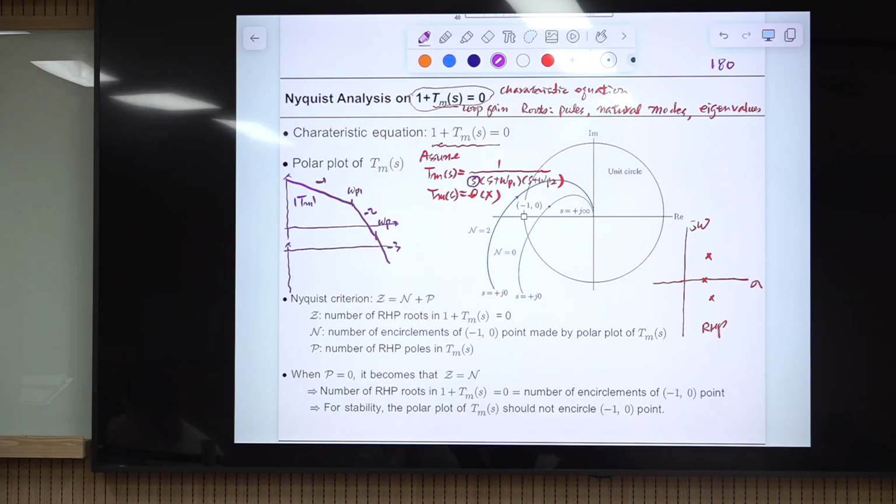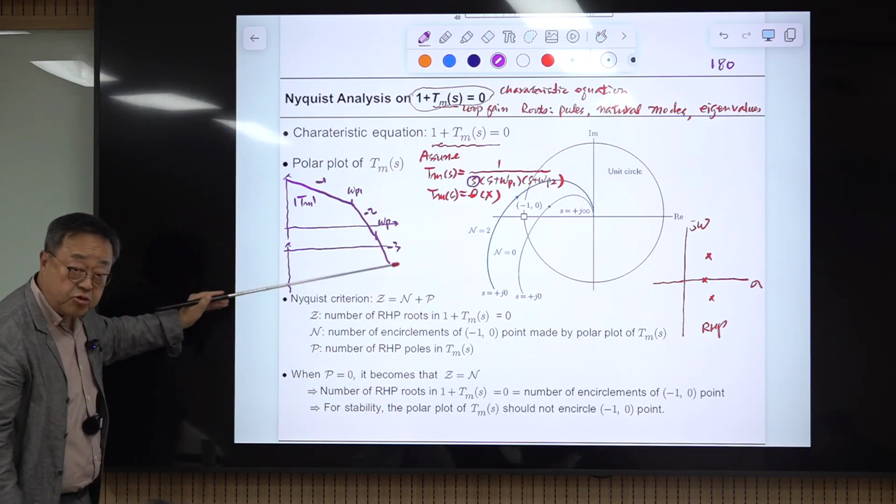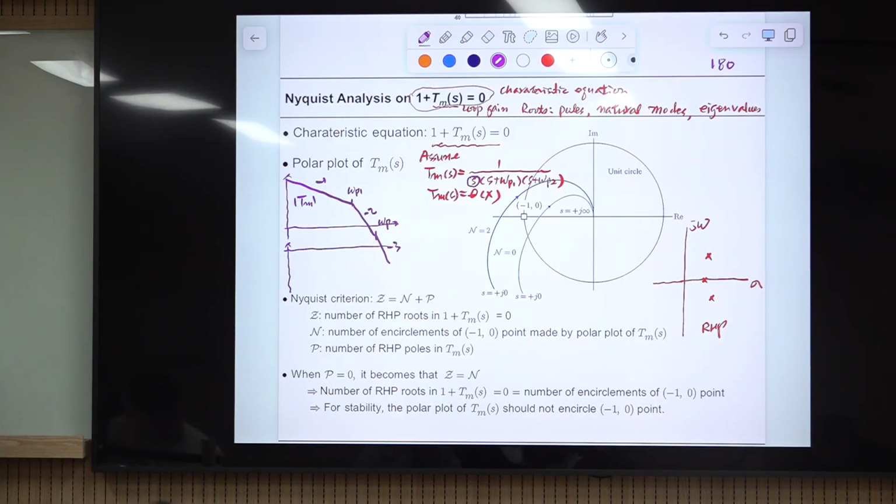And how about phase? Phase starts at -90 and ends at -270. So maybe the phase is something like this. The final phase is -270. And somewhere here, you have the -180 degree line.